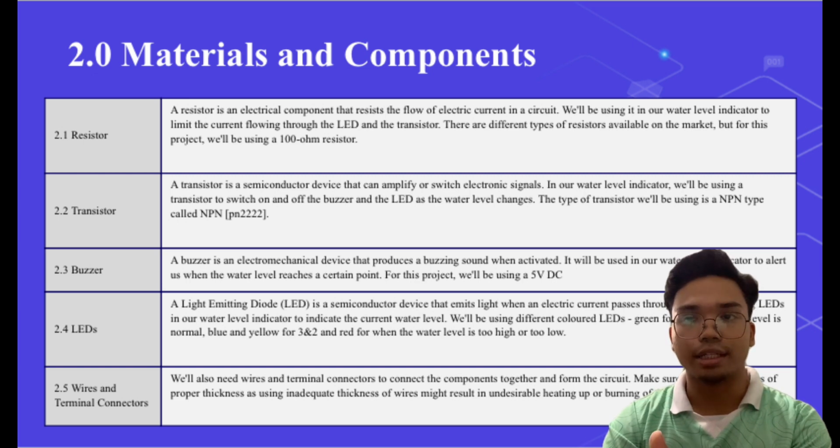2.4 LED, or a light emitting diode. LED is a semiconductor device that emits light when an electric current passes through it. We'll be using LEDs in our water level indicator to indicate the current water level. We'll be using different color LEDs: green for when the water level is normal, blue and yellow for 3 and 2, and red for when the water level is too high or too low.